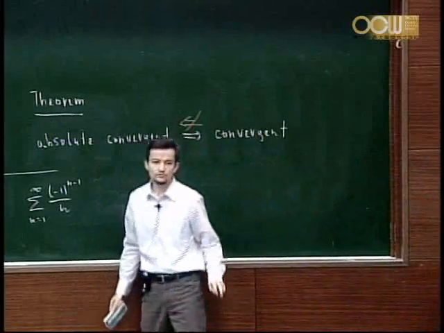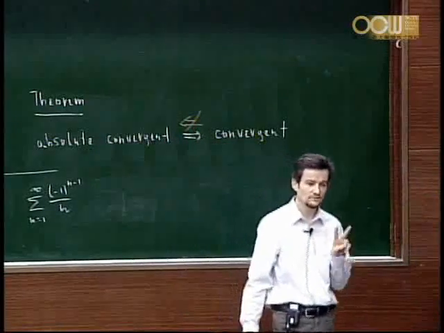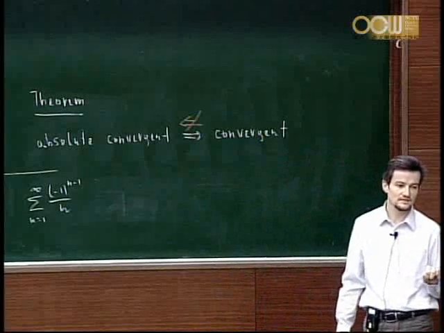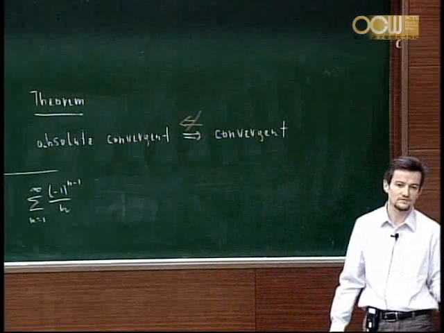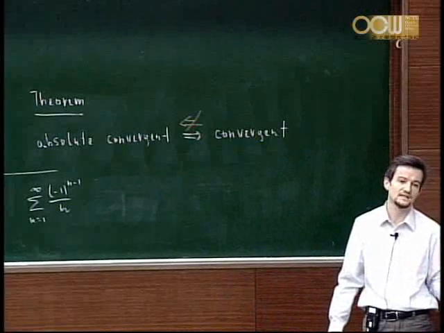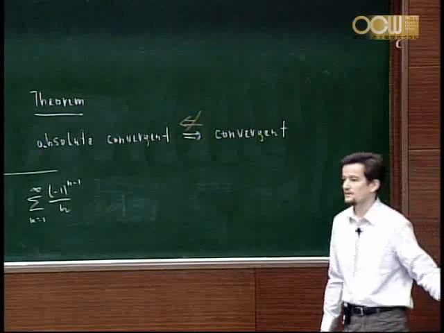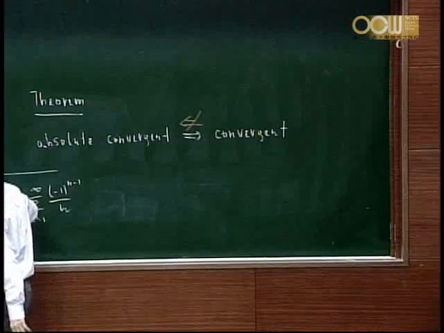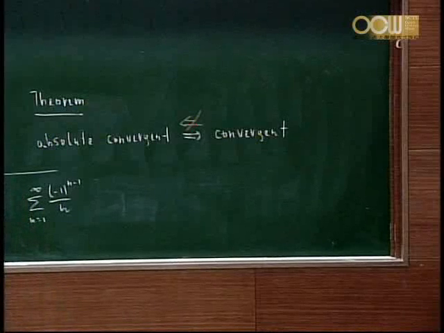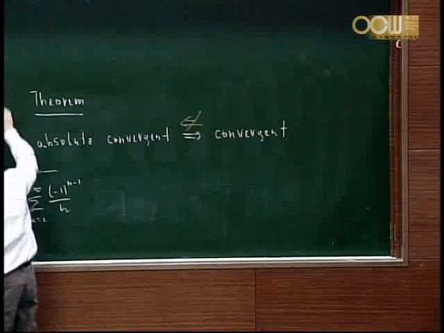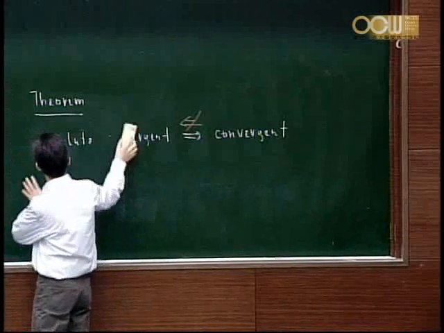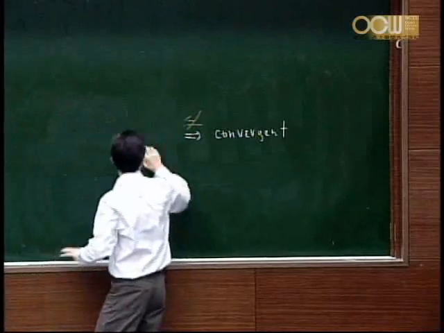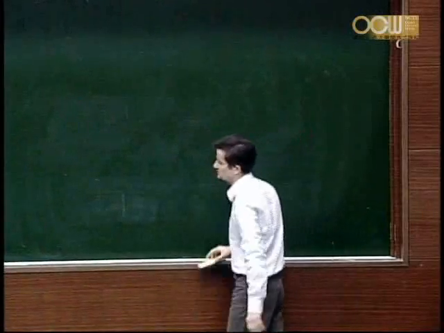But first I want to introduce two more tests for testing convergence of series, the so-called ratio test and the root test. These are maybe the strongest of the tests we have learned so far, and also the most convenient. Now, in order to explain the main idea behind the ratio test, I will go back to the case of a series where all the terms are positive, so where I do not have this problem with absolute convergence.